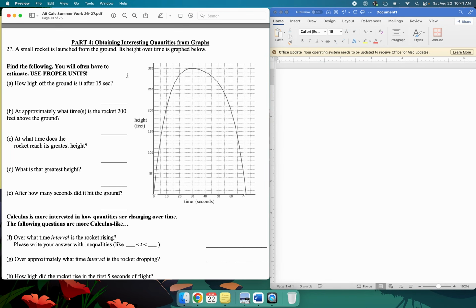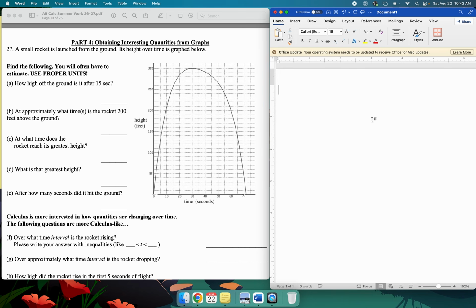Let's have a look at number 27. We've got this graph, which is displaying the height of a rocket in feet over time, which is measured in seconds. So part A, how high off the ground is the rocket after 15 seconds? 15 seconds is right here, and if we look at the y-coordinate, looks like that's 250. So 27A, 250 feet.